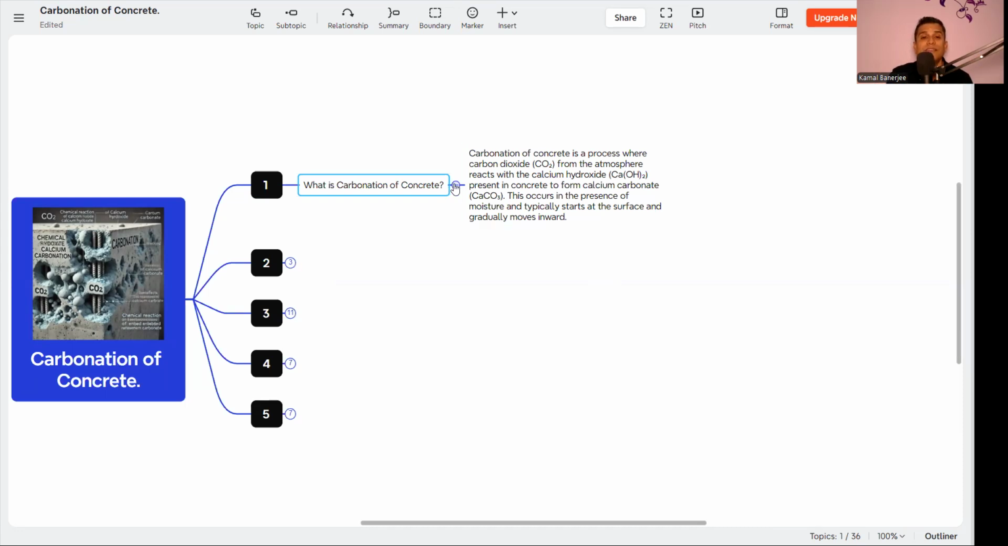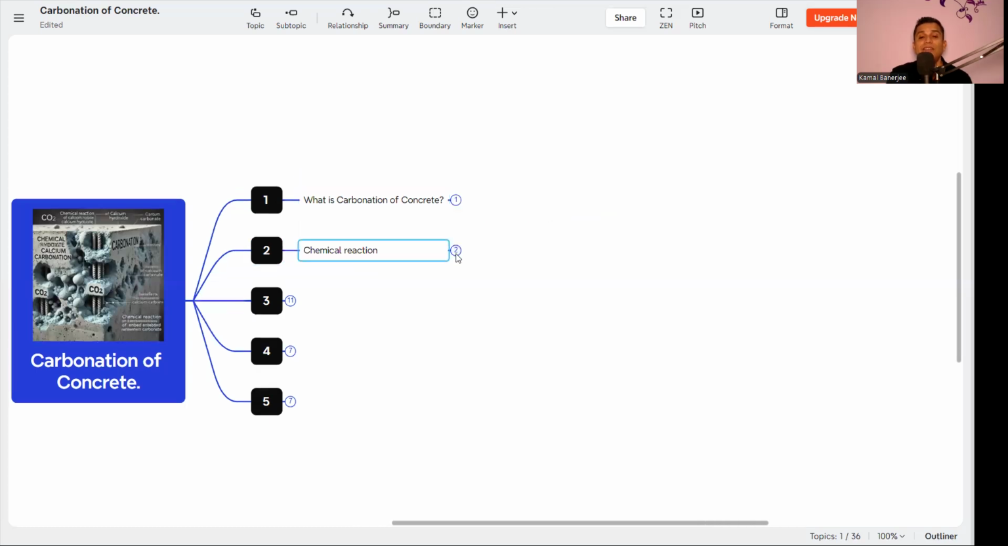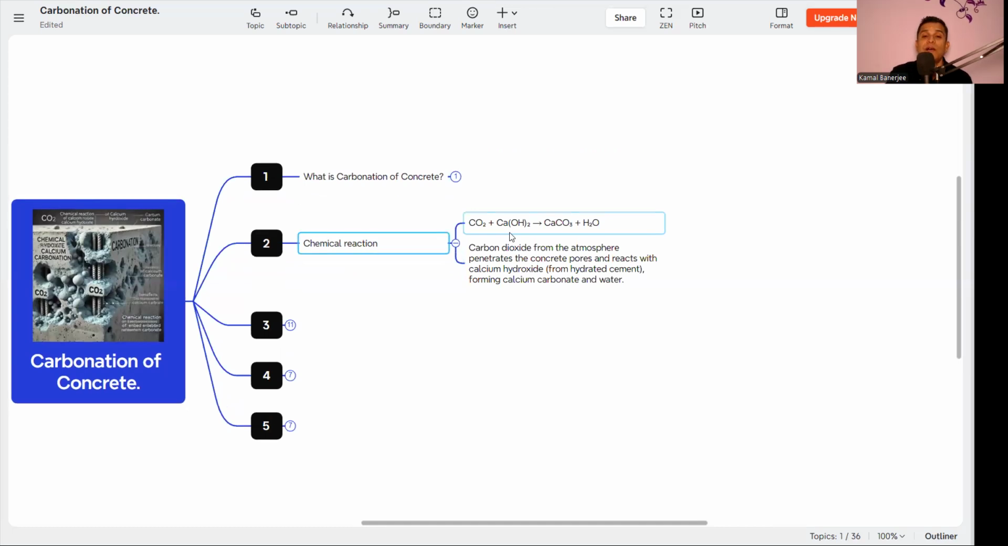Now, what is the chemical reaction for the carbonation of the concrete? The carbon dioxide from the atmosphere penetrates the concrete pores and reacts with calcium hydroxide in the concrete to produce calcium carbonate and water. So in simple words, carbon dioxide from the atmosphere reacts with the calcium hydroxide in the concrete and produces calcium carbonate and water. This process is called the carbonation of the concrete.